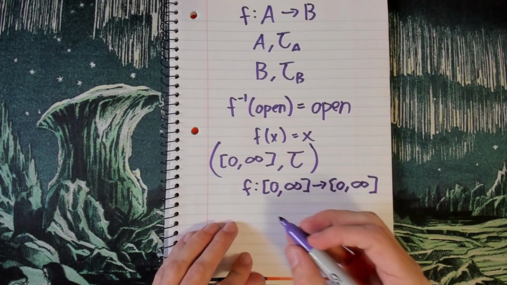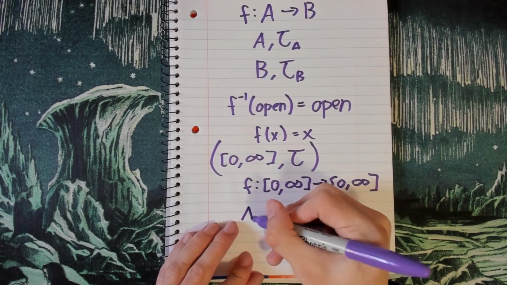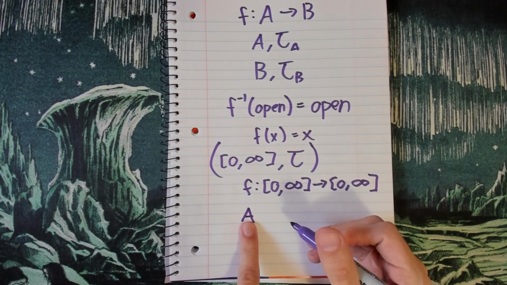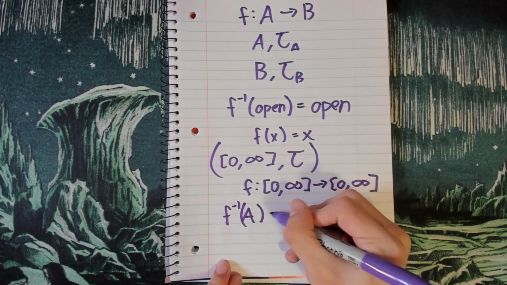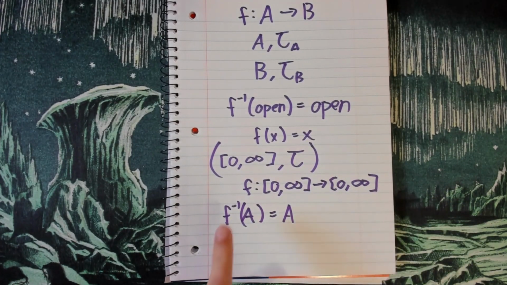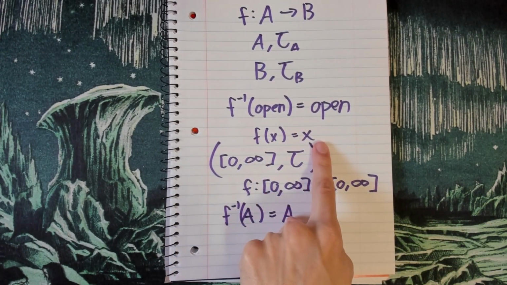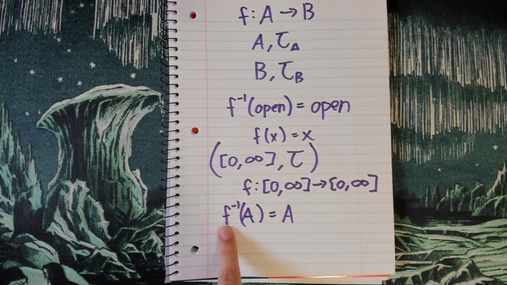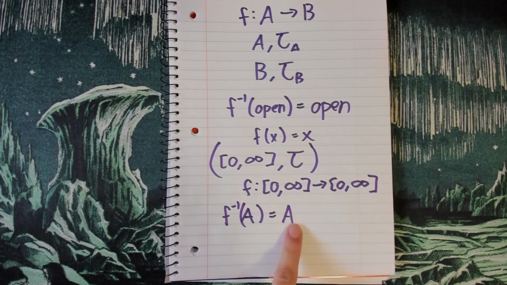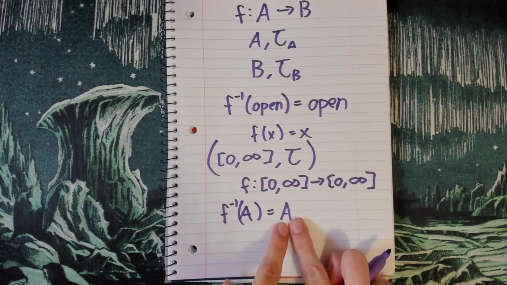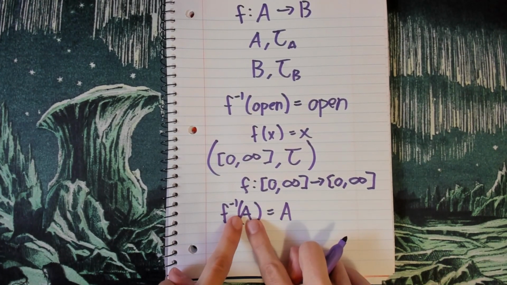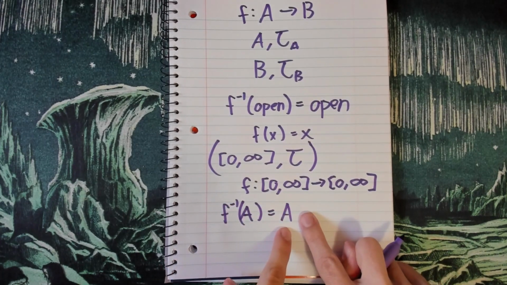Well, it stands to reason that if I had set A, and I take f inverse of A, I'm just going to get A back, because f is the identity. F inverse is also the identity. So yeah, A is just going to go to A. So if A is open here, and I get A back, well, it's still open. It's the same thing, right? If A is open, then A is open. So open went to open.